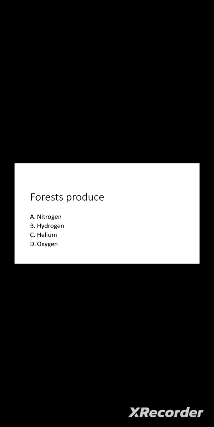The next question is, forests produce nitrogen, hydrogen, helium or oxygen? And the correct answer would be oxygen. This on the right side is the reaction for photosynthesis, where carbon dioxide and water combine to form glucose, and oxygen is produced as a byproduct.